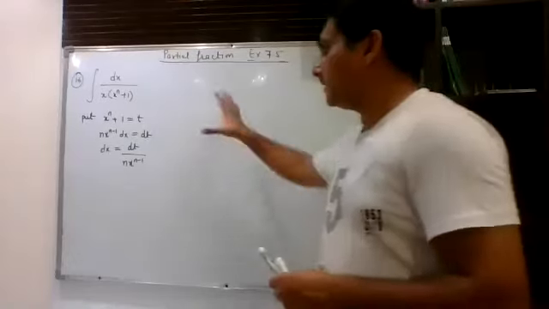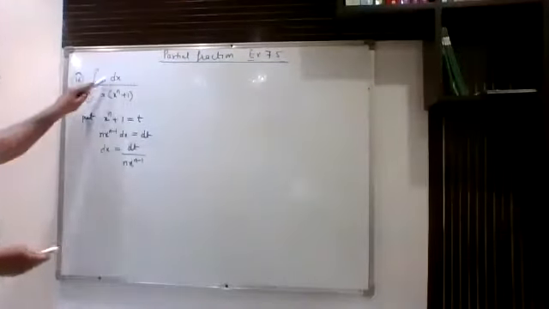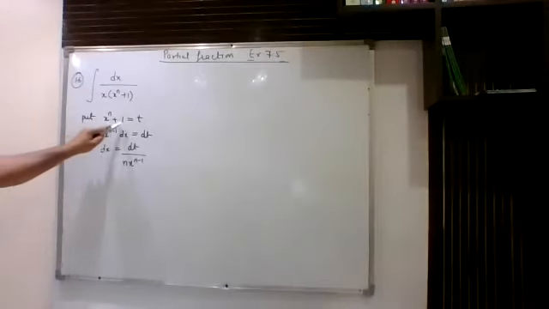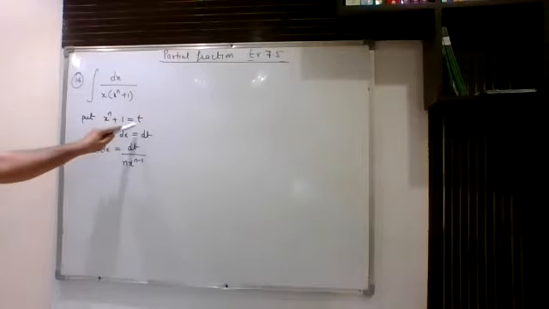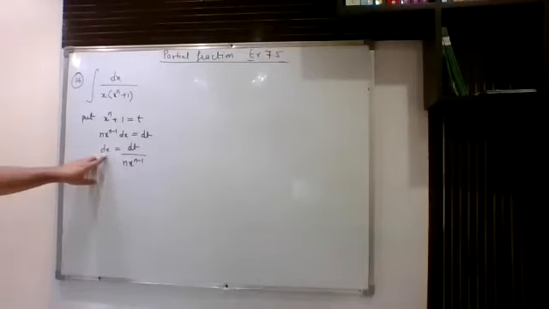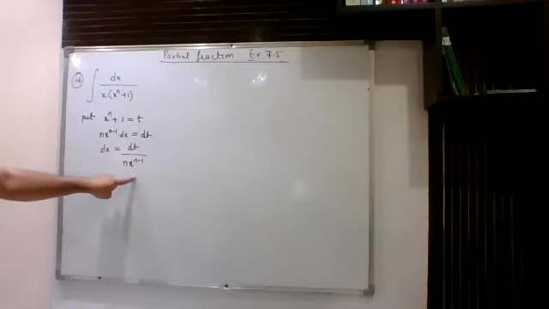Okay, so next is question number 16, the integral of dx upon x into x to power n plus 1. So we are taking x to power n plus 1 as t. After taking this as t, this can be written as n x to power n minus 1 dx equal to dt. So dx can be written as dt upon n x to power n minus 1. This is how we can write it.